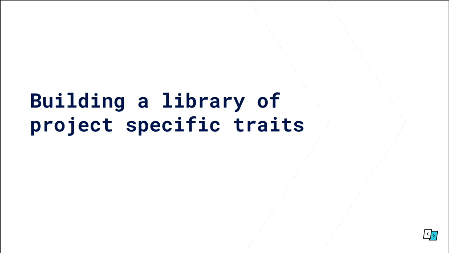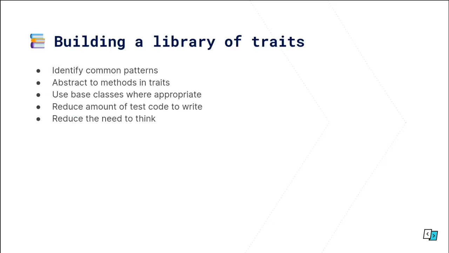Okay, so the next part of the talk is about building a library of project-specific traits. Basically, what you can do is identify common patterns in your existing tests and abstract these into methods that you put into traits. Where possible, use base classes. We usually recommend that when you start a project, you create a base class that all your tests are going to extend from, and that's going to extend from Drupal Test Traits existing site base. And then you can put any common methods that you're always going to be using in there.